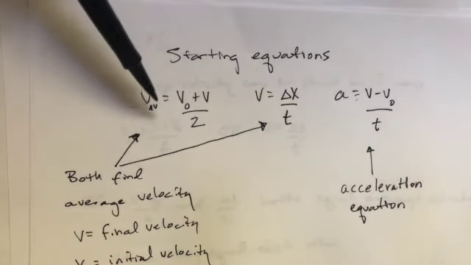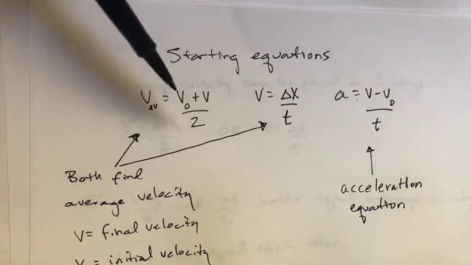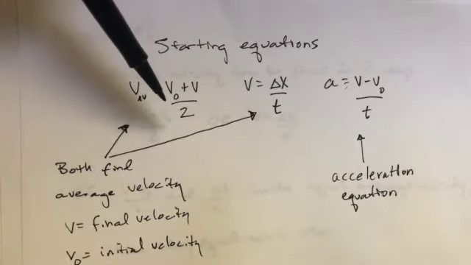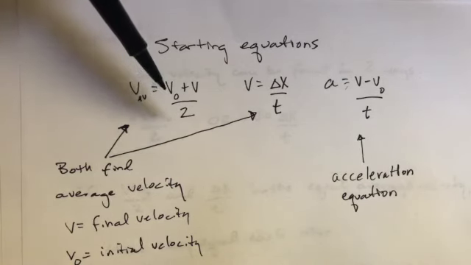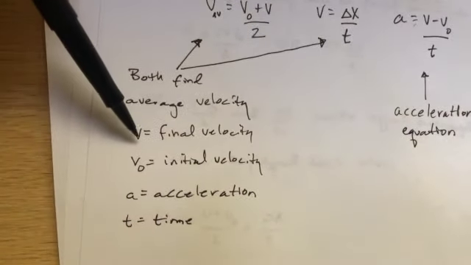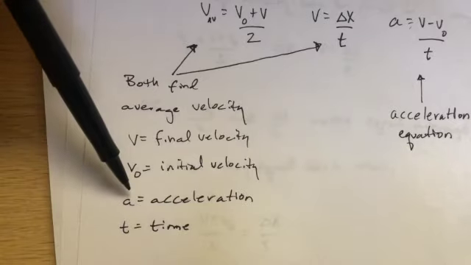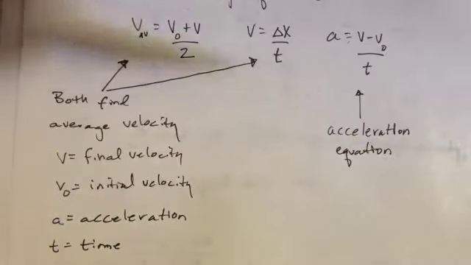And then we also have an equation for average velocity where you take your starting velocity, your final velocity, add them together and divide by 2 like you would do with an average. This only works when you have a constant acceleration, meaning that it's a nice smooth curve going up. You're not starting and stopping and starting and stopping. This equation would not work for that. Okay, so we start out with these three equations. V is the final velocity, V naught initial velocity, A is acceleration, and T is time.